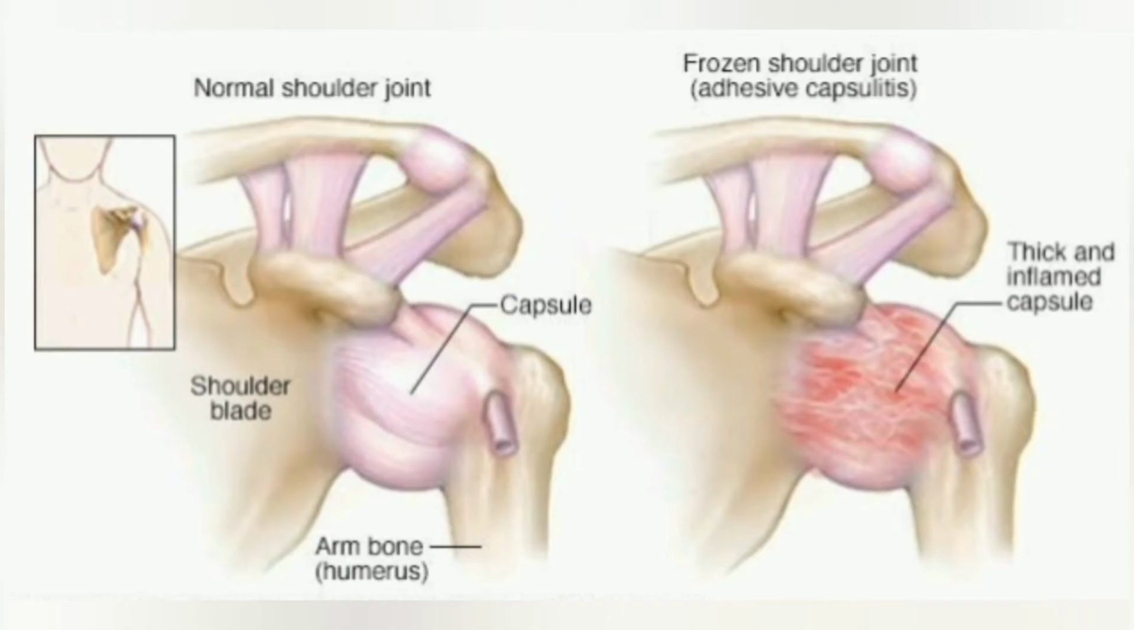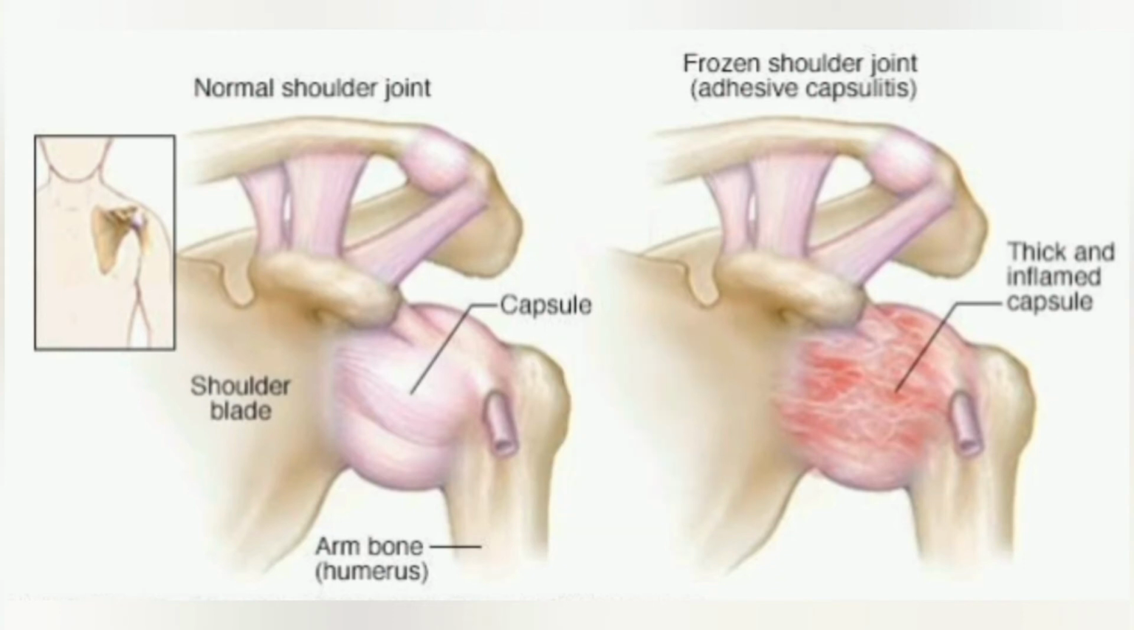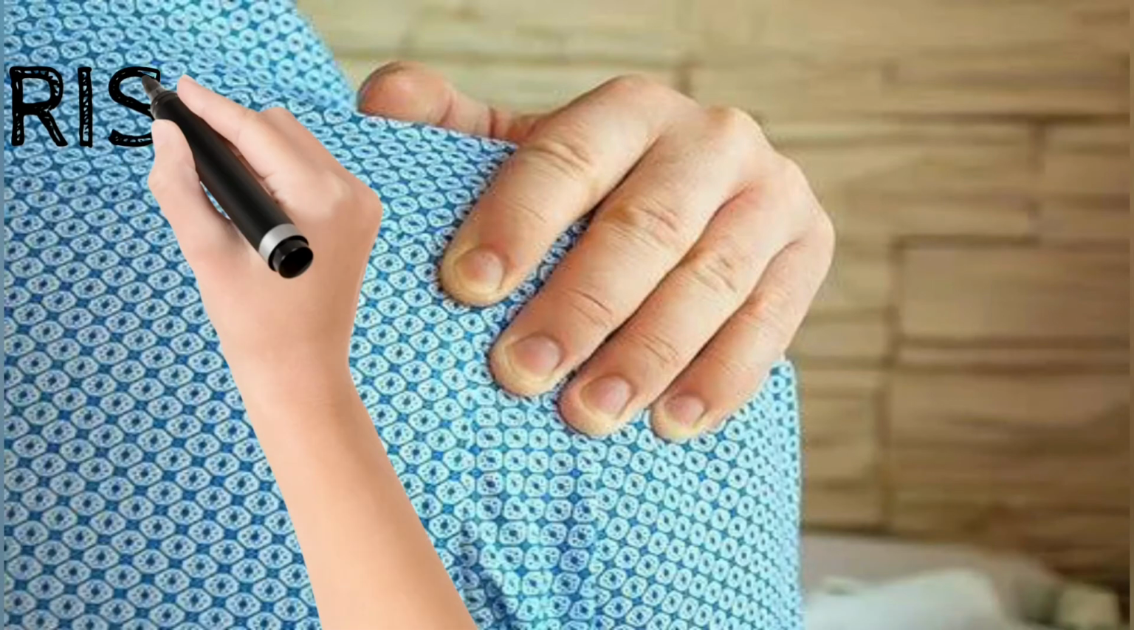In this I'm going to add a clip. You can see in this clip the differentiation. You can see on the right side of the image how the frozen shoulder looks.